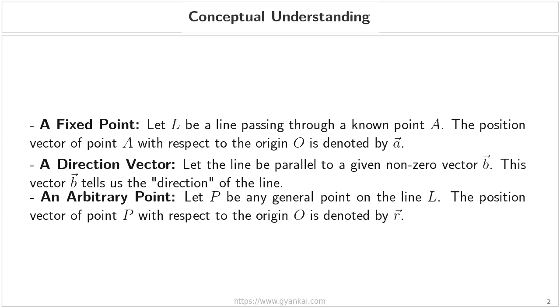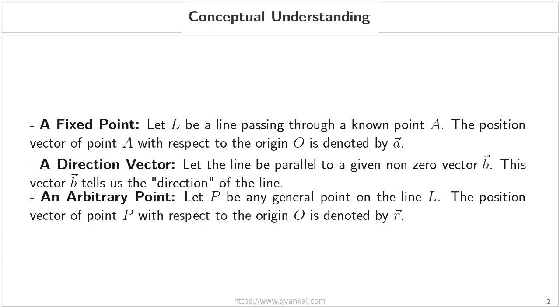Finally, we need to account for an arbitrary point. Since a line is made up of infinitely many points, we pick any general, random point on the line L and call it P just like before. We represent its position using a vector starting from the origin, O, and ending at point P, which we denote as R with an arrow on top.